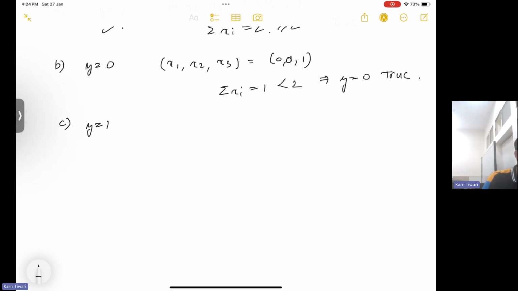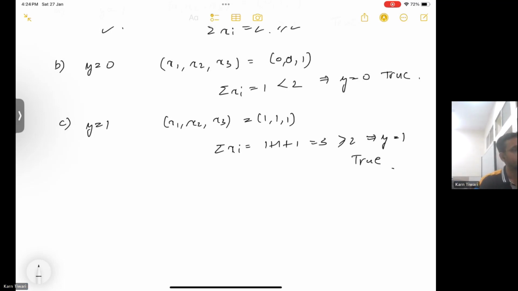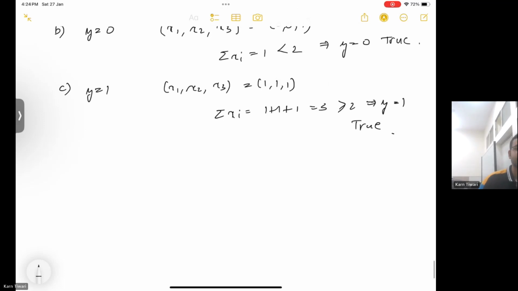Option C, y equals 1 and x1, x2, x3 is equal to 1, 1, 1. In this case, the summation of xi, that is 1 plus 1 plus 1 equals 3, which is greater than 2, which implies y is equal to 1, which is again true. So it's greater than 2, so again it's a true case.